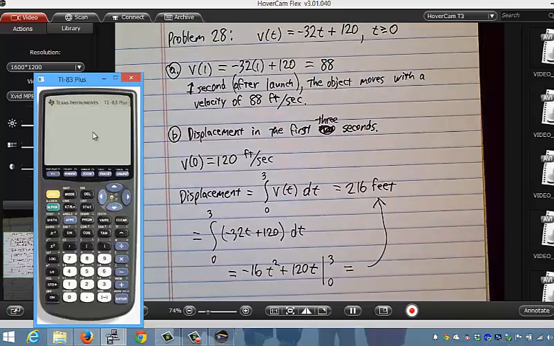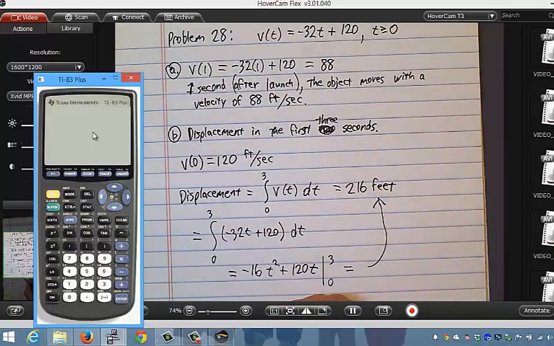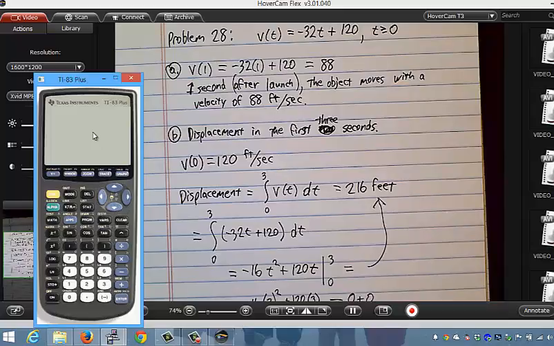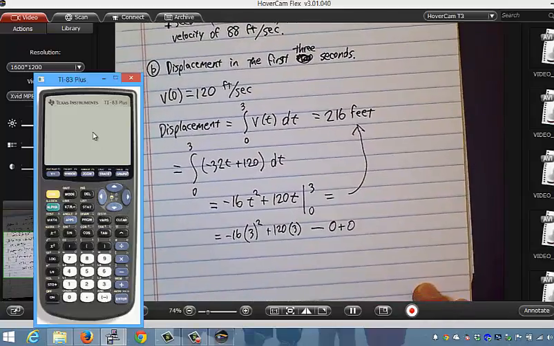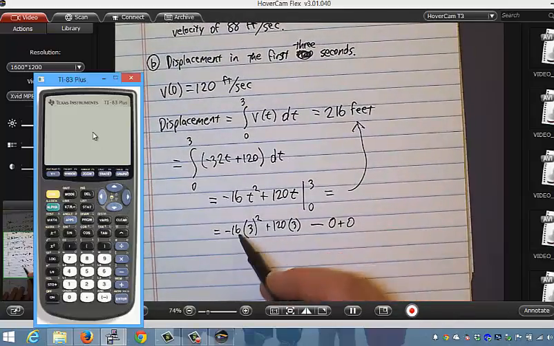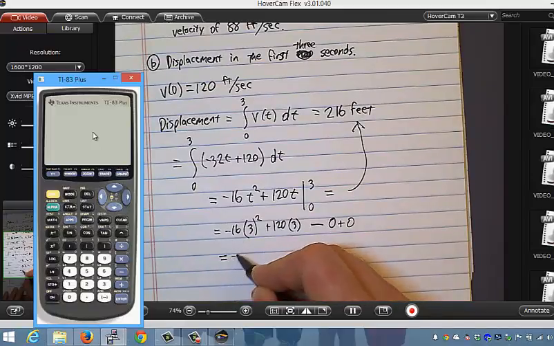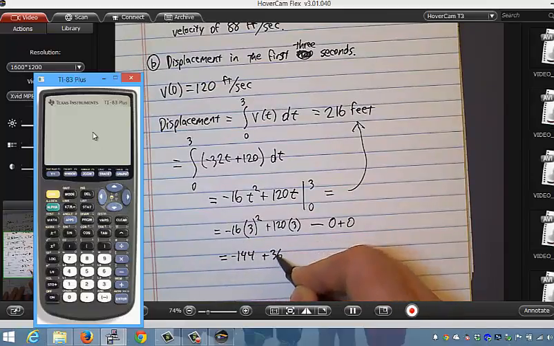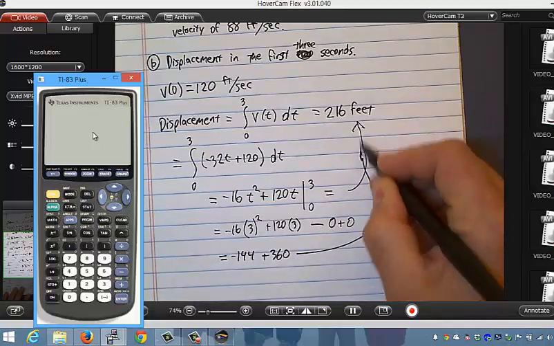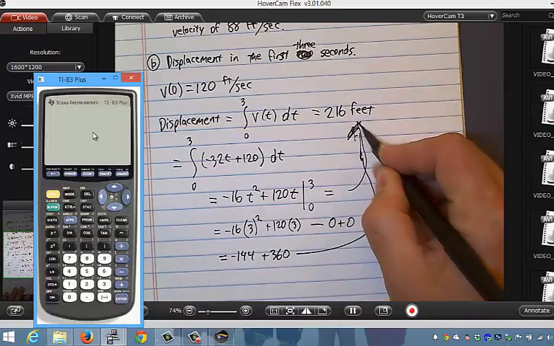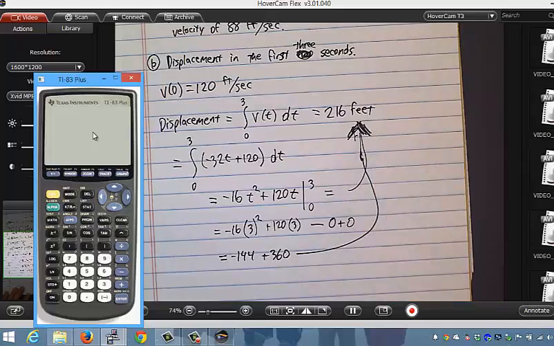But, okay, I'll work it out. Negative 16 times 3 squared plus 120 times 3 minus 0 plus 0. You guys see that? You plug in 0, it works out really nice. So let's see, 9 times 16 is negative 144 plus 360, and like I said, that gives me 216. Okay.